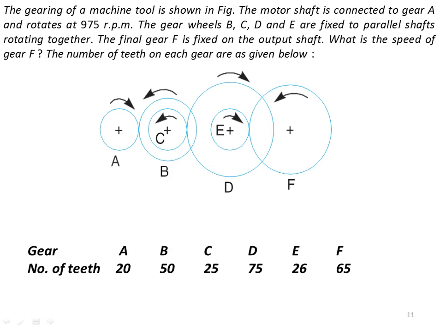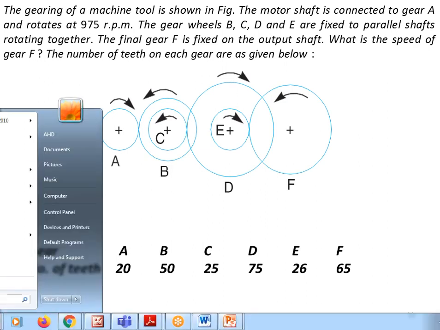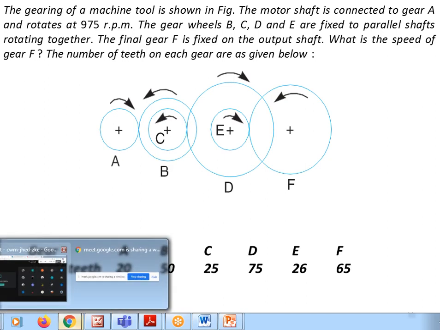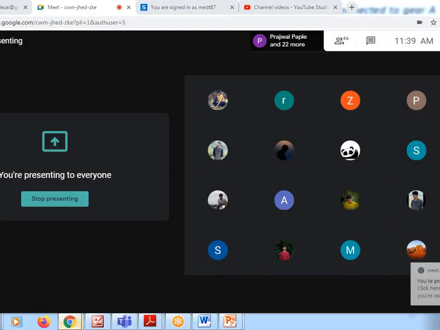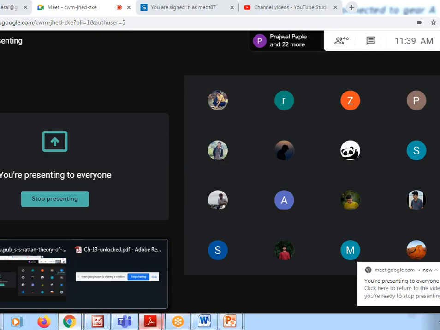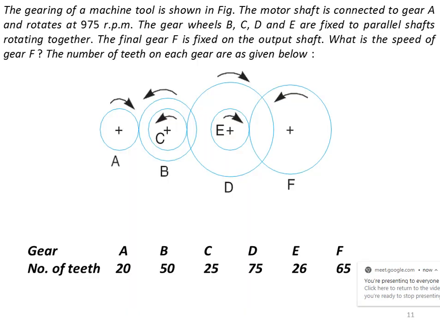Okay, so the speed of the driver, member A, is given as 975 rpm. So NA is 975 rpm, and the number of teeth for all of A, B, C, D, E, F is given. And to solve for the speed of F, that is what you need to calculate here.